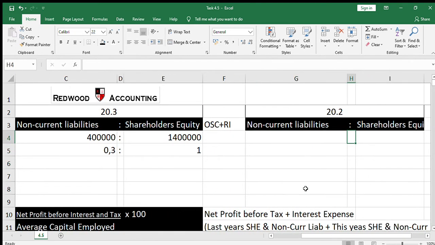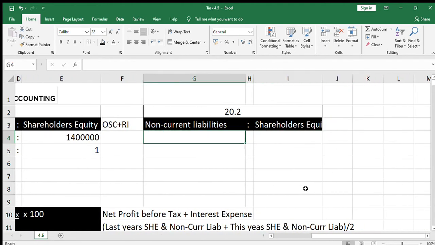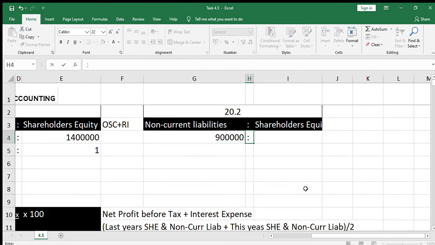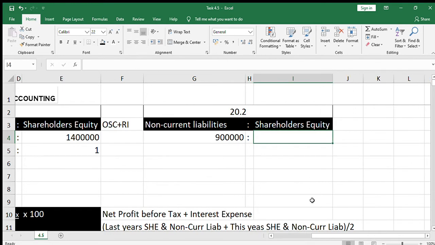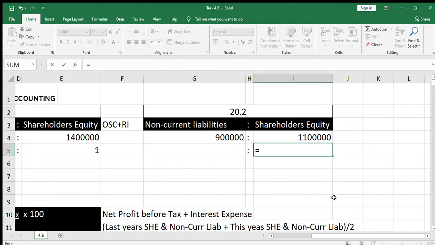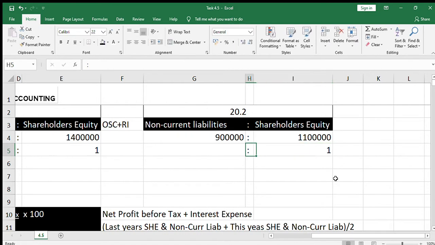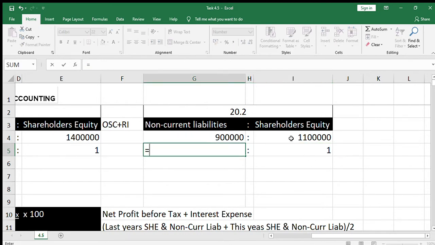We're going to do the same thing for the previous year because this question asks us to do it for both years. In 20.2, the non-current liability is 900,000. Can you see that it was actually much higher? So that means that during the current year, the loan was probably repaid. Okay, and the shareholders' equity is 1.1 million. So this company has actually repaid its loan and therefore reduced the risk it was exposed to with regard to interest and loan repayments.